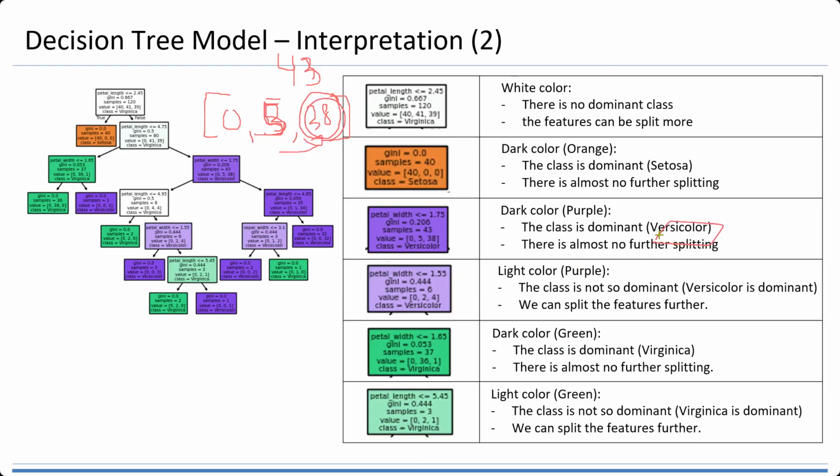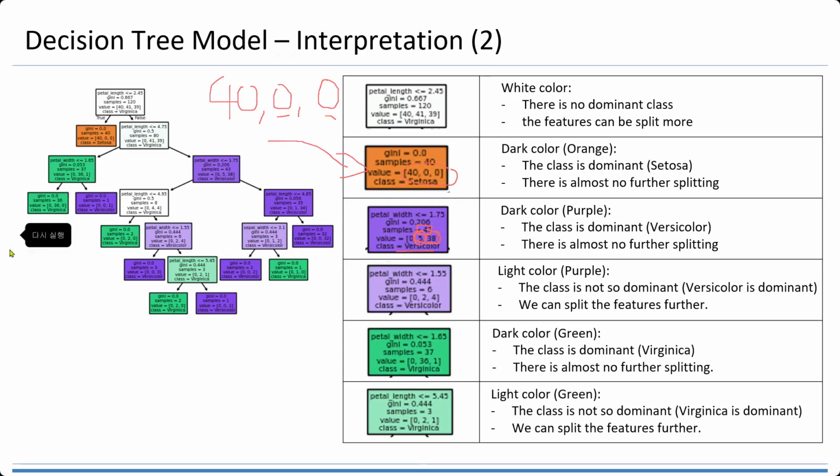And in this case, there is almost no further splitting. Almost no further splitting means we need to check if there is still a possibility to split, because there are still 5 flowers among the 43 which are not versicolor, so we can split. If it is already 0, 0 like this one, if already 40, 0, and 0, then we cannot split further. If there are still some numbers, 5 and 38, we can split.